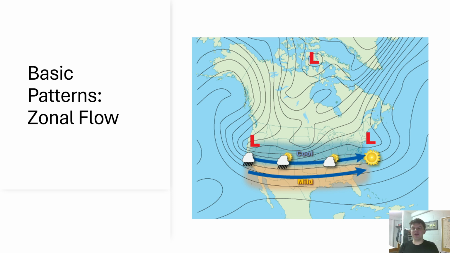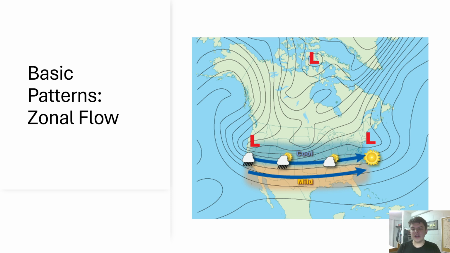The next being zonal flow. This is the boring one. This one is where you just have straight west to east flow. It tends to follow your latitude lines. It's named zonal flow because latitude lines in some places are called zones. So it's parallel to the zone. That's why it's called zonal flow.